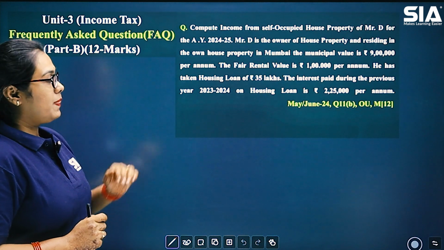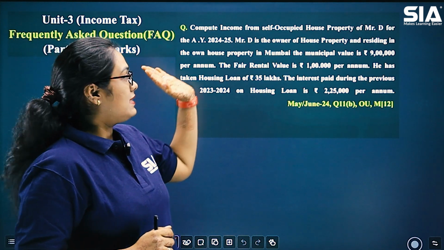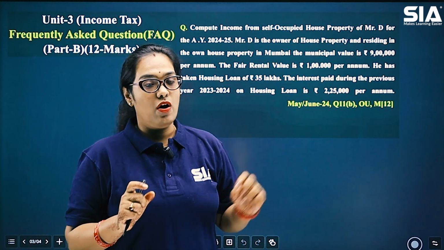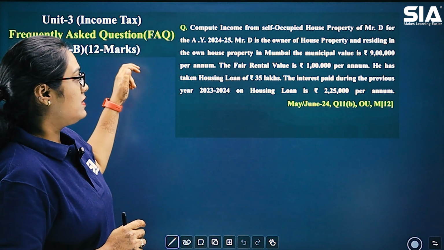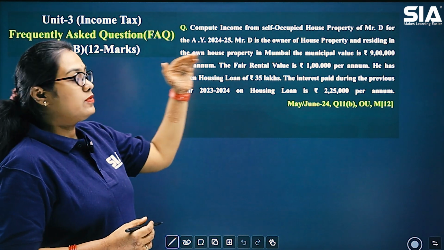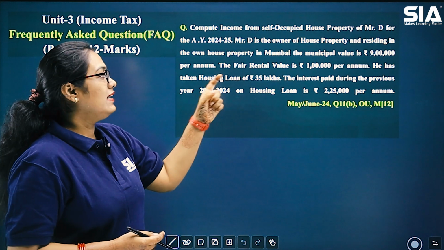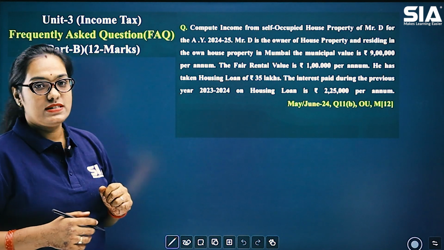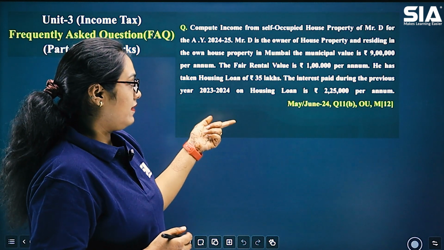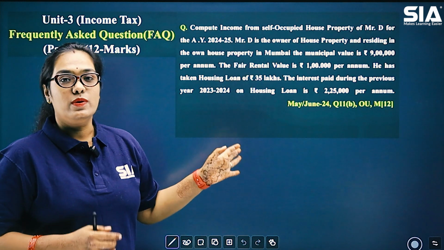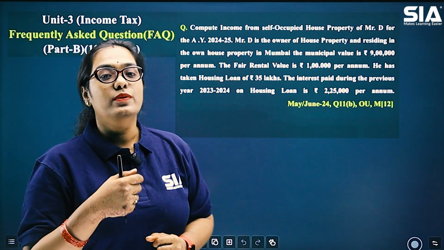What is given to us? It is given to us that there is income we have to calculate for a self-occupied house of Mr. D. And this person is the owner of the house. He is staying in the same house. Then municipal value is given. Fair rental value of the house is given to us. Then there is a loan which Mr. D has taken of rupees 35 lakhs and the interest that he is paying on it. So this is what is given to us in the question. Let's see how do we solve this problem.